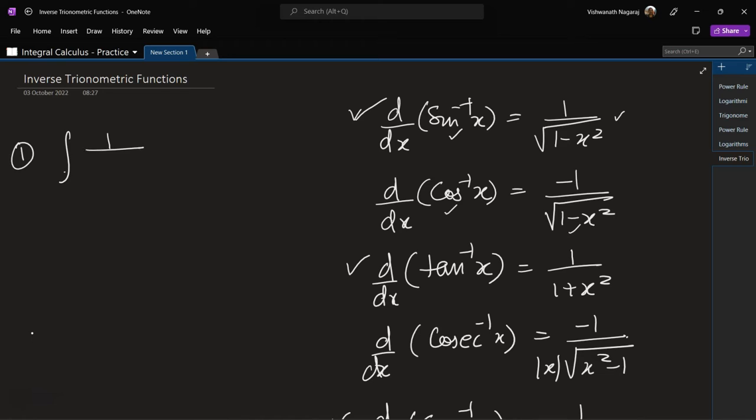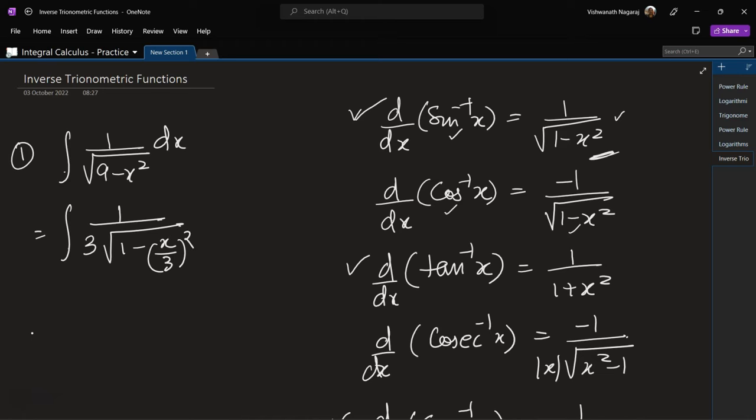Integral of 1 by square root of 9 minus x square dx. Now, the closest is this, right? Square root of 1 minus x square. The only thing is here instead of 1 we have 9. So we need to take out that 9. So 1 by square root of 9, if we take it out, we get 3. Square root of this becomes 1. And x square needs to be divided by 9, which can be written as x by 3 square dx. Right?